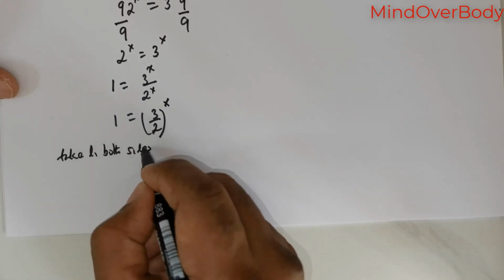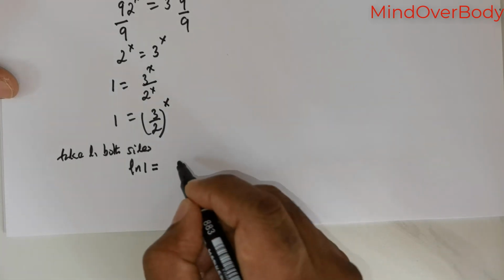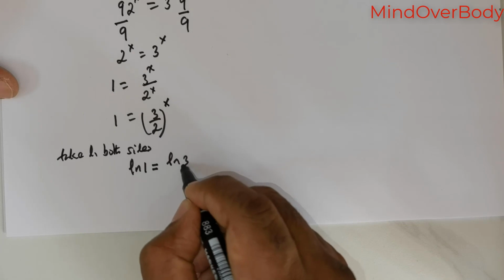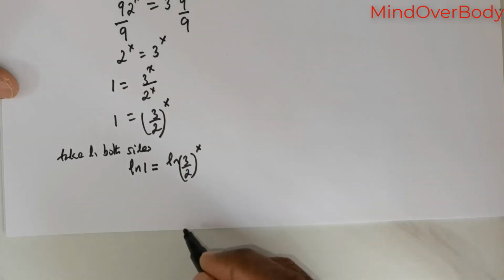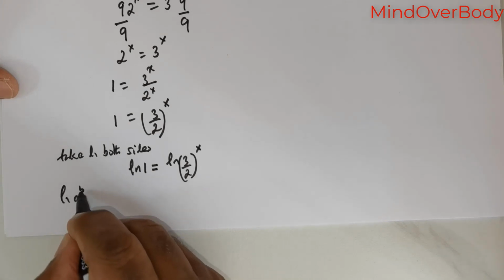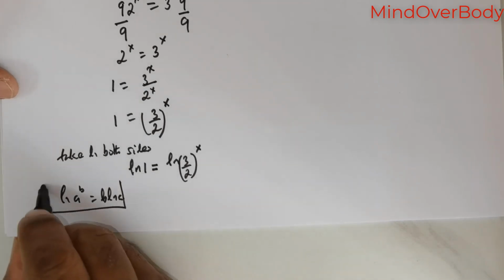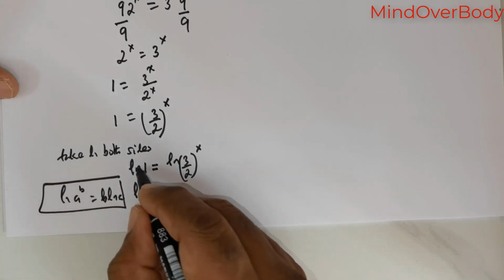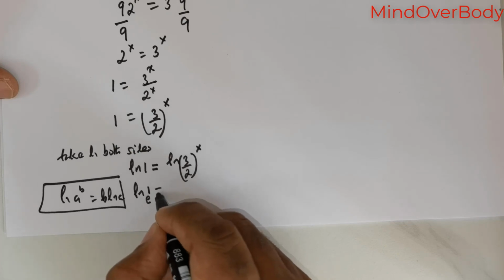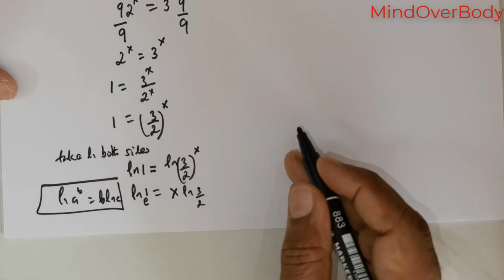Now I want to take ln on both sides. So taking ln on both sides, you get ln 1 is equal to ln of 3 over 2 raised to the power of x. Now there is a formula: ln a power b is equal to b times ln a. So by that formula I get ln 1 to the base e. Whenever I take ln, the base is e, is equal to x times ln 3 over 2.